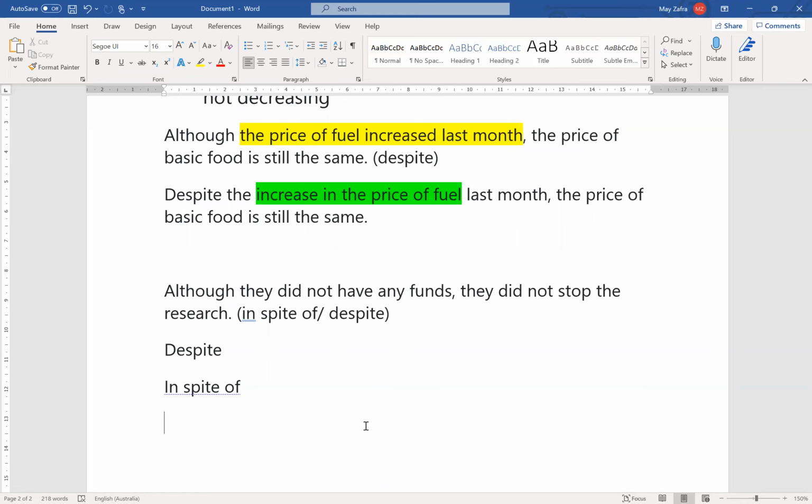Maybe can I do this: in spite of having no funds? In spite of having no funds, then having is a verb too. Ah, okay. You have to think of an adjective. Oh, yes, lacking is an adjective. That's correct. Okay. Thank you.